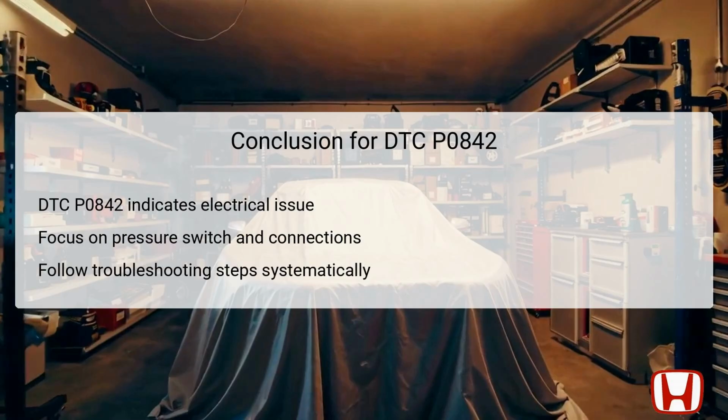In conclusion, DTC P0842 is indicative of an electrical issue related to the transmission fluid pressure switch A, second clutch circuit. This error code highlights the necessity of focusing on the electrical components and connections rather than mechanical problems within the transmission itself. By following the outlined troubleshooting steps systematically, technicians can diagnose and resolve the issue effectively, ensuring that the vehicle operates correctly and safely.